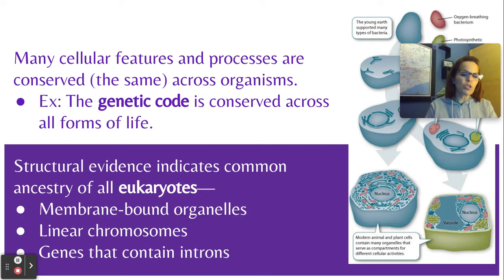We also have some specific things that we talk about with eukaryotic cells, some structures that are the same. Eukaryotic cells all have membrane-bound organelles. They all have linear chromosomes. Remember that bacteria have circular chromosomes, and then they have the circular plasmids. And then they have genes that include introns. All eukaryotes have that. Bacteria don't have that.